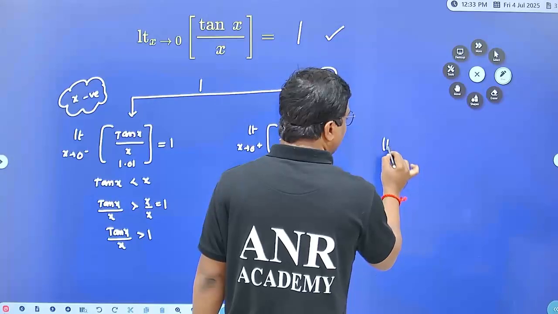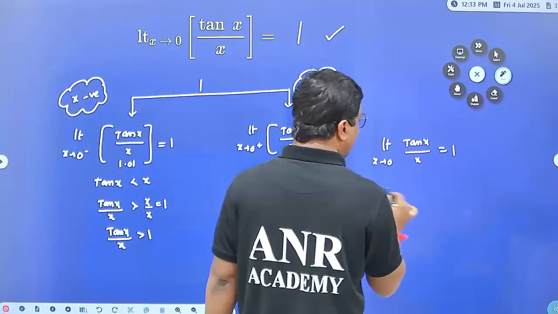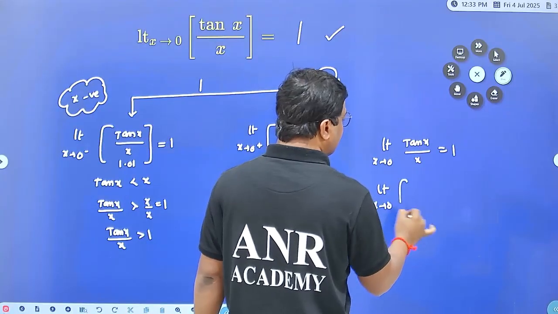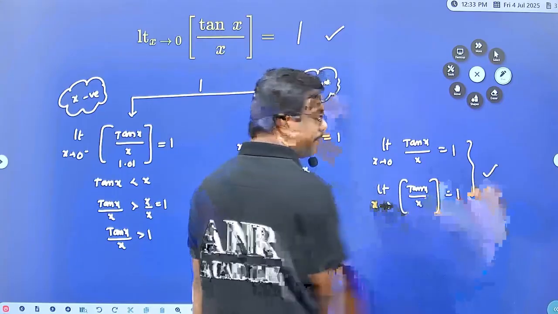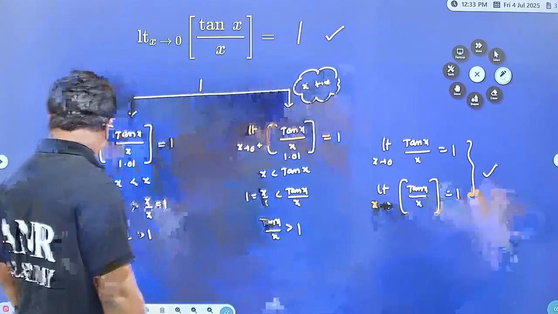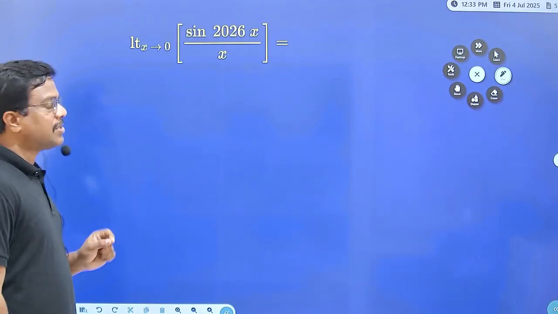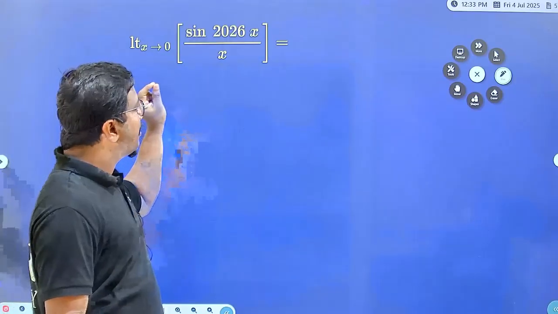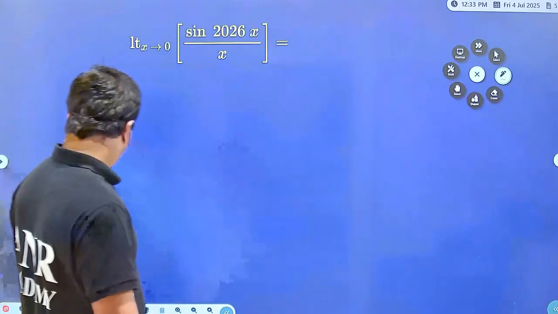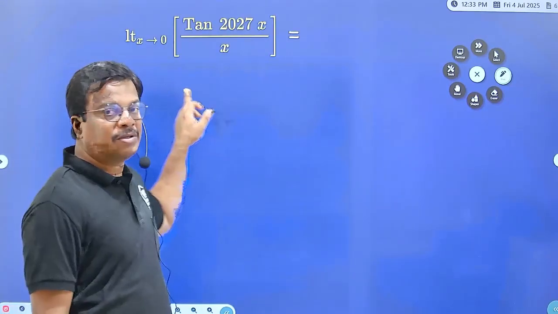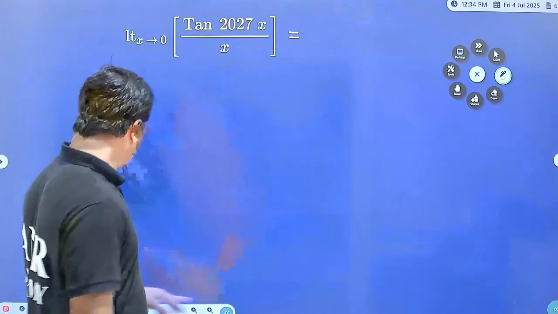You know the standard result, limit as x tends to 0, tan x by x equals 1. Also remember, the step of tan x by x equals 1. Both are the same. Let us discuss an application problem. Limit as x tends to 0, step of sin of 2026x divided by x. Next question, limit as x tends to 0, step of tan of 2027x divided by x, remember.